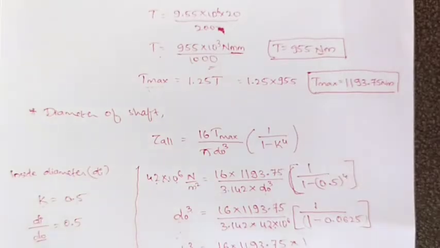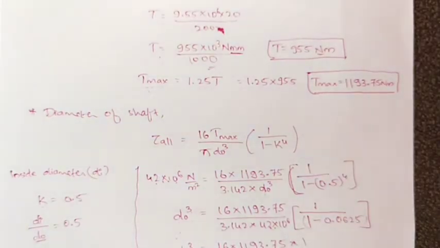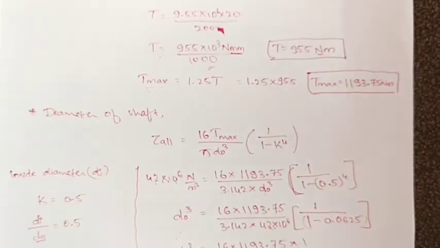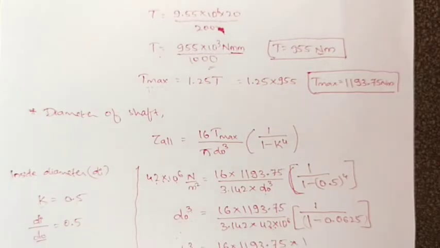The k value will be given. Whenever it is a hollow shaft, the value of k will always be given. So what is k? K is nothing but the ratio of inside diameter to the outside diameter. So after finding d naught, the outside diameter, you can easily find the inside diameter just by multiplying the k value into the outside diameter. You will get the inside diameter.